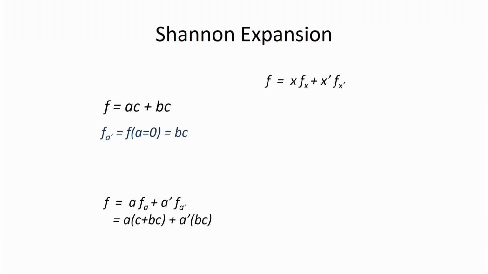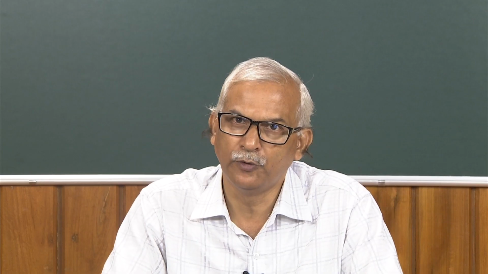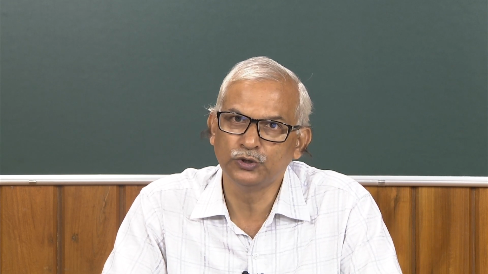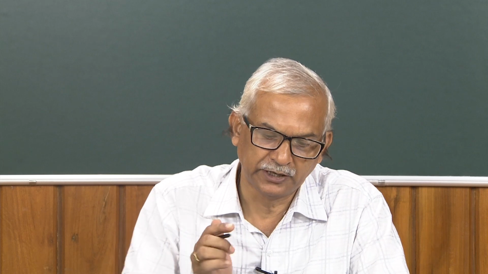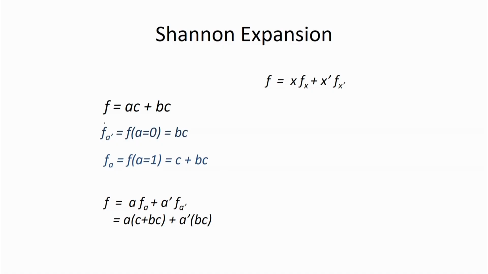Now, I am going to show how the Shannon expansion gives us the proper functional value. Already I have explained that we take care of all the possible cases of x equal to 0 and x equal to 1. Let me take a small example, f = ac + bc. This is a Boolean expression having 3 variables a, b, c. If I put a equal to 0, then f_ā becomes bc, because 0 into c becomes 0 and 0 plus something is equal to that value.